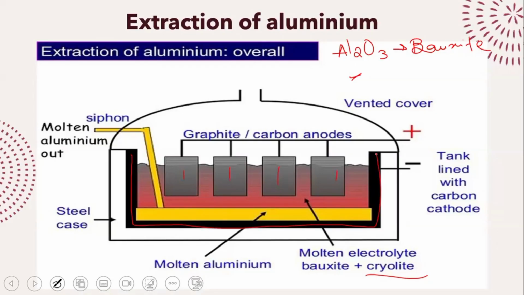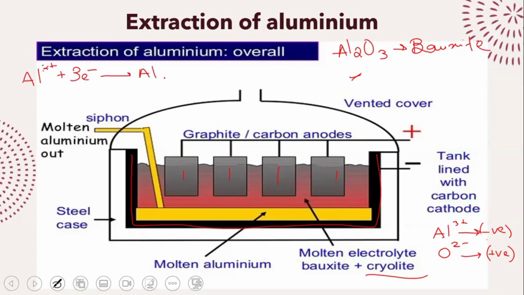Aluminium oxide is going to have aluminium ions as well as oxide ions. The aluminium ions are positive, so they will be attracted to the negative electrode. Oxide ions are negative, so they'll be attracted to the positive electrode. What happens at the negative electrode? Reduction. That's all I want you guys to remember. So reduction means that aluminium is going to gain electrons and become aluminium metal.